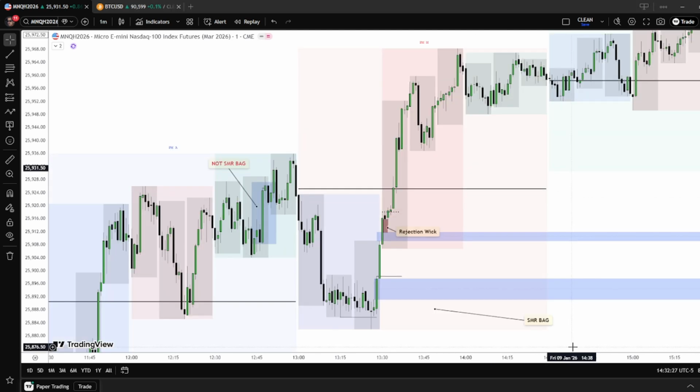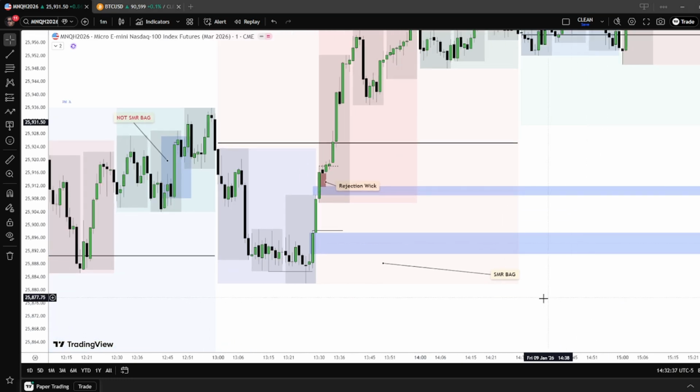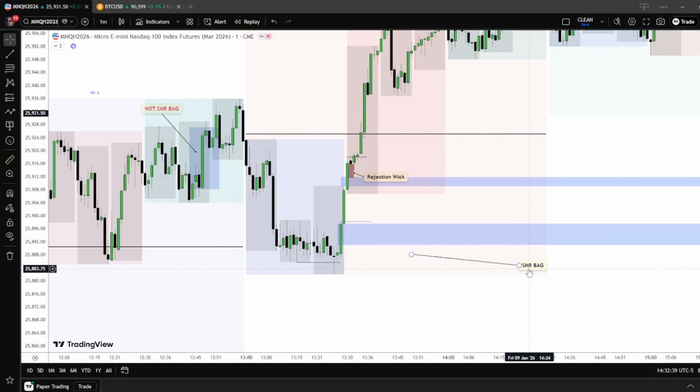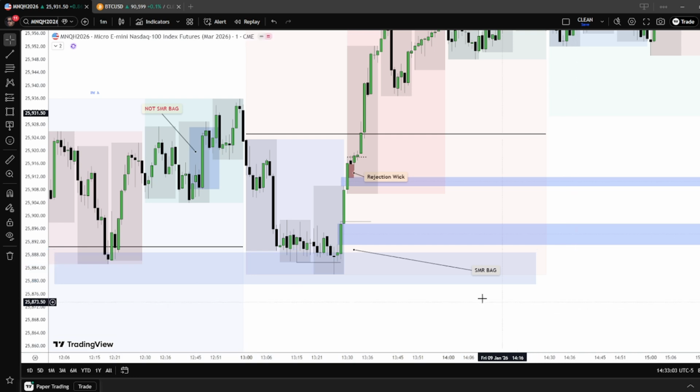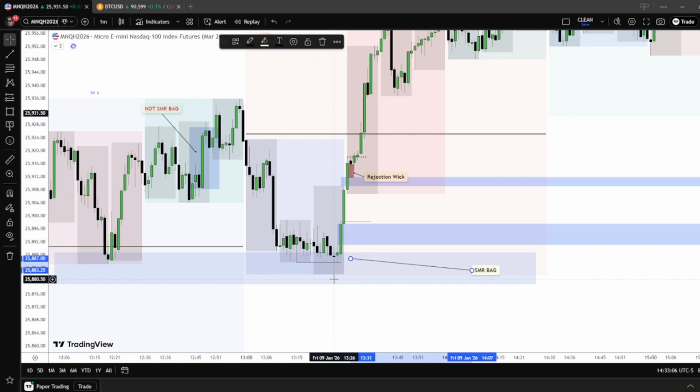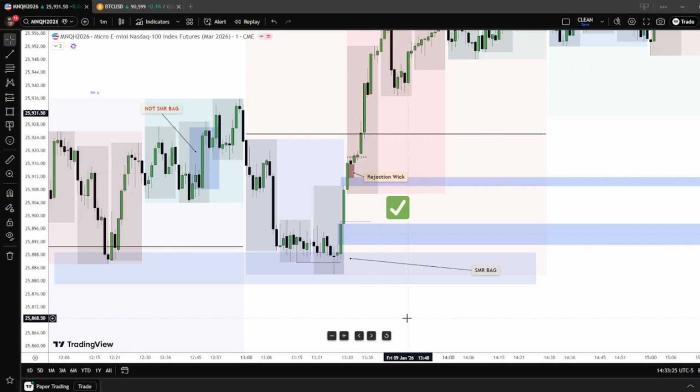Now let's talk about the narrative, because without it, even the perfect breakaway gap will not work. So this is a smart money reversal breakaway gap. So we have a point of interest in which we are creating a smart money reversal after the breakaway is formed. So this is a smart money reversal breakaway gap. This is the trade you want to be in.